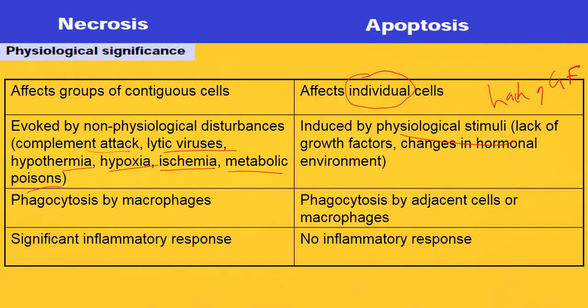In necrosis, there is phagocytosis by macrophages, whereas in apoptosis, the phagocytosis is by adjacent cells. It can be by adjacent cells as well as macrophages. In apoptosis, phagocytosis is very important because phagocytes will clear the debris that is formed. In necrosis, the most important point, I would say, the fourth point, is that you have a very significant inflammatory response. So inflammatory response is present in necrosis, and in apoptosis there is no inflammatory response.